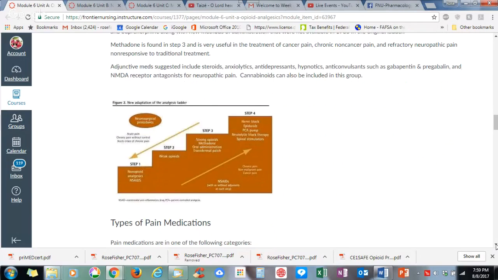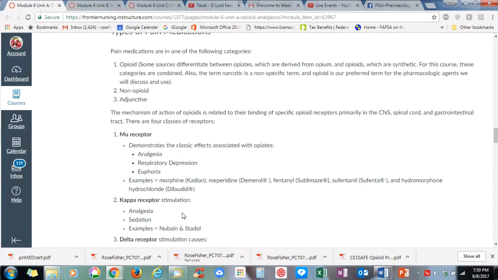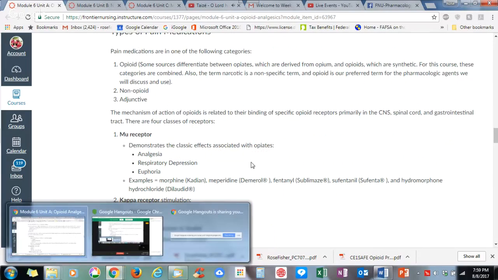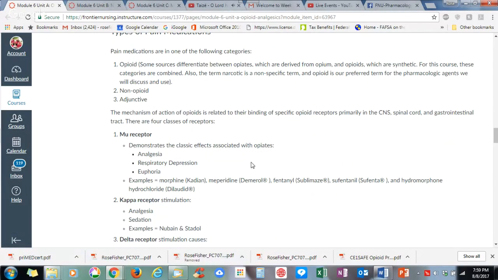Types of pain medications. Pain medications are in one of the following categories. Number 1, opioid. Some sources differentiate between opiates, which are derived from opium, and opioids, which are synthetic. For this course, these categories are combined. Also, the term narcotic is a nonspecific term, and opioid is our preferred term for the pharmacologic agents we will discuss and use. Number 2, there's non-opioid pain medications, and number 3, there's adjunctive ones.